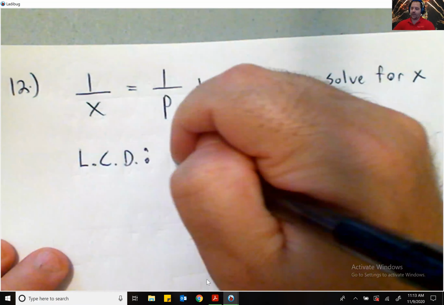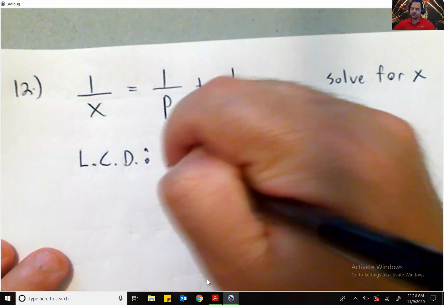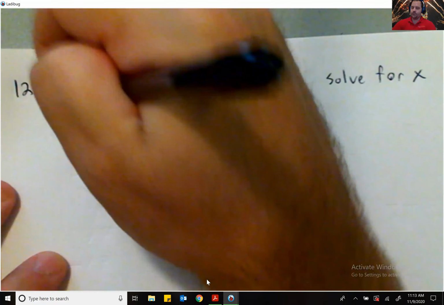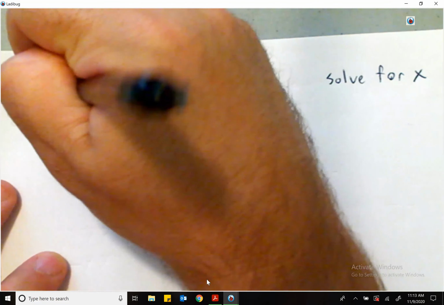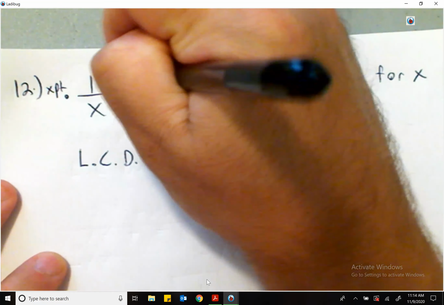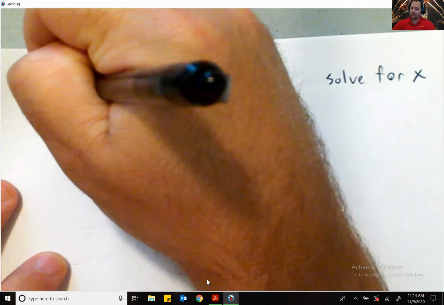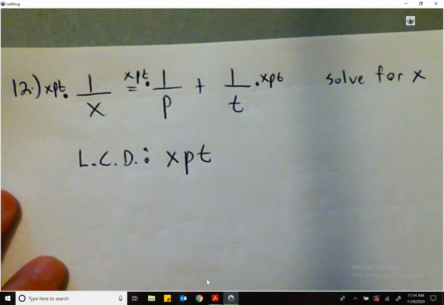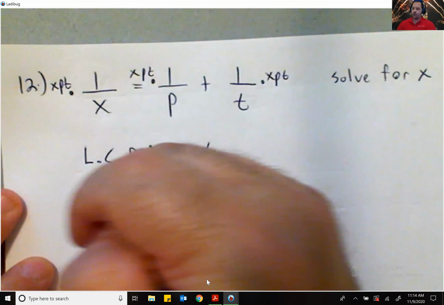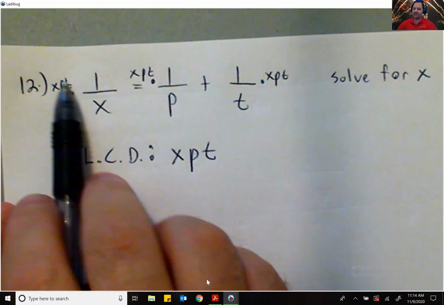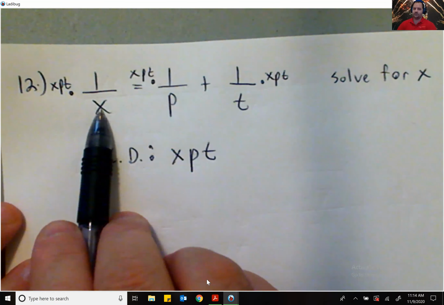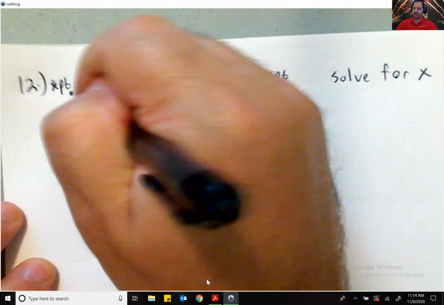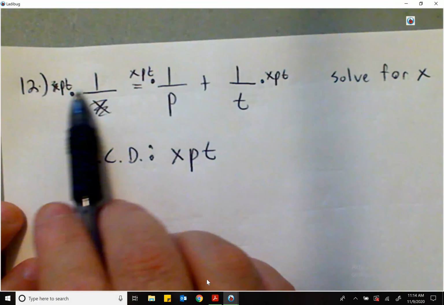So we're going to multiply everybody by the LCD, just like before, which is x, p, and t. So you get multiplied by xpt. You get multiplied by xpt. And you get multiplied by xpt. So what's going to happen between xpt and x? The x's cancel. What's left then here? PT.